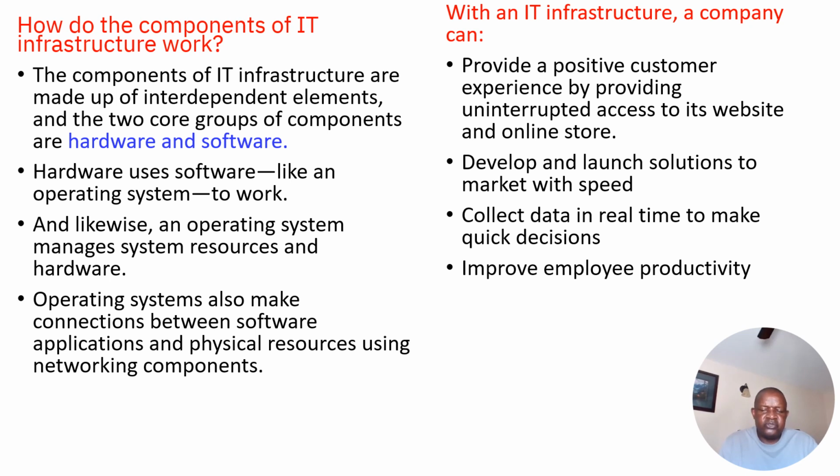I went a little bit deeper into this because I know this is one of the major capabilities in organizations in this age. The components of IT infrastructure are made up of independent elements, and the two core groups of components are hardware and software. Hardware uses software like an operating system to work. Likewise, an operating system manages system resources and hardware. Operating systems also make connections between software applications and physical resources using network components.